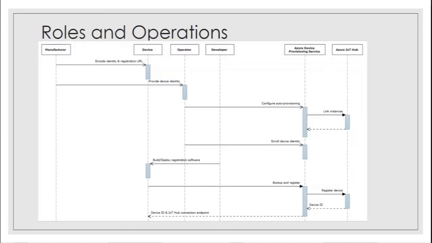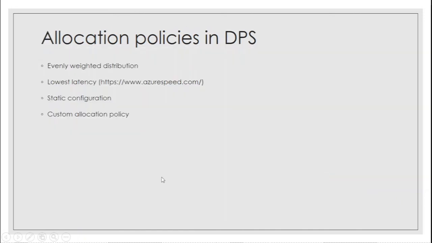As I said, the operator will get a list of all the devices. When the operator is configuring the provisioning on the device provisioning service, he can choose any of those options, and if he selects static configuration, he can do that configuration, and when the device is registering, it will be registered to that particular IoT hub. So that is your static configuration.